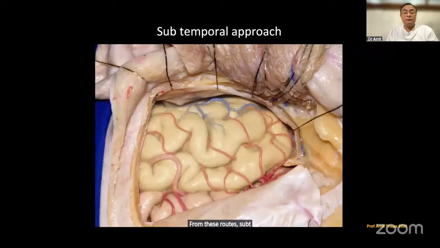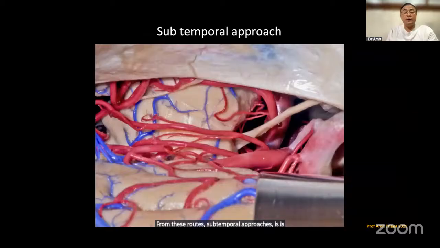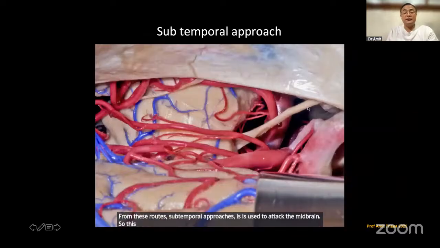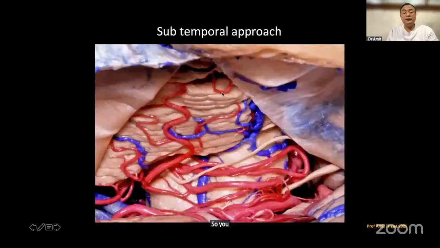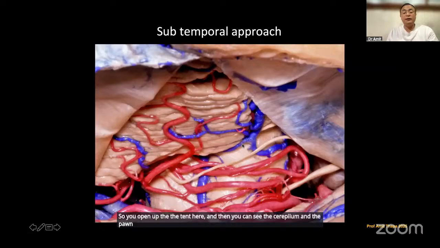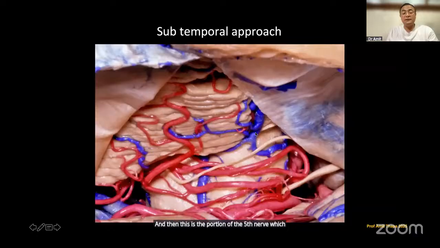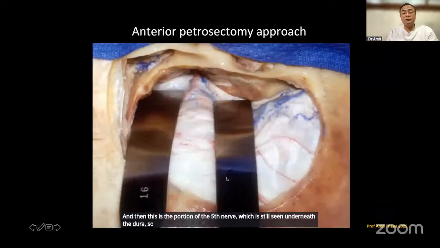The subtemporal approach is used to attack the midbrain. So this is the tentorium you can see here. This is the 3rd nerve, this is the 4th nerve. So you open up the tentorium here, and then you can see the cerebellum and the pons and the midbrain and pons junction on this part. And then this is the portion of the 5th nerve, which is still seen underneath the dura. So one can even attack this particular part.